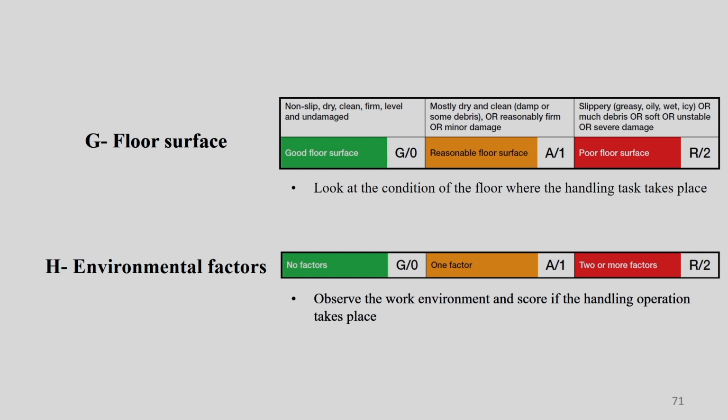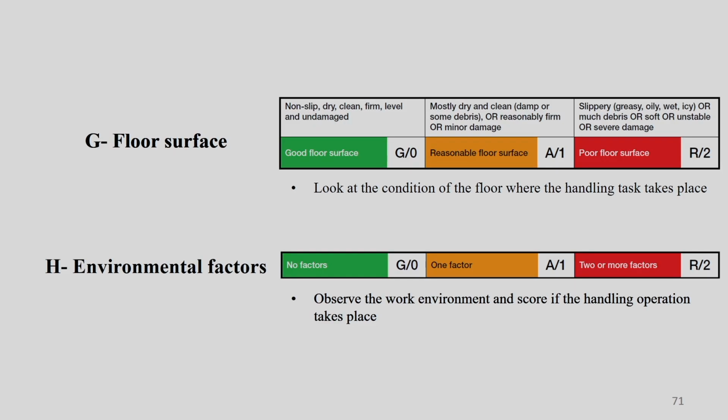The last factor, that is H, the environmental factors. No factors means you are not having any impact of any environmental factors like noise, illumination, thermal and all those things. If you have one impacting factor, then 1; if 2 or more, then it is 2. So, green, amber and red. Fine. What you have to do is observe the work environment and score if you have any environmental factors in that particular handling operation.